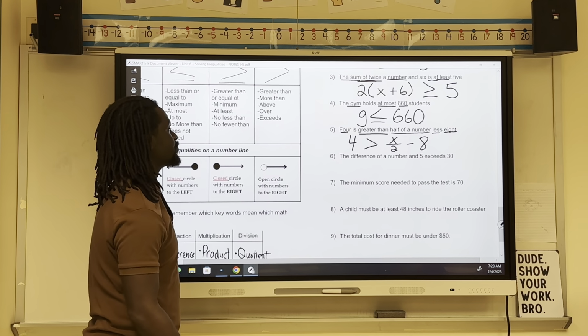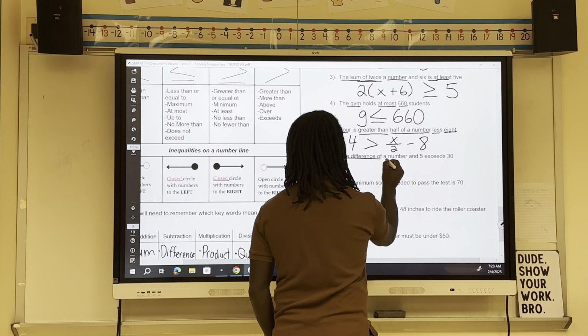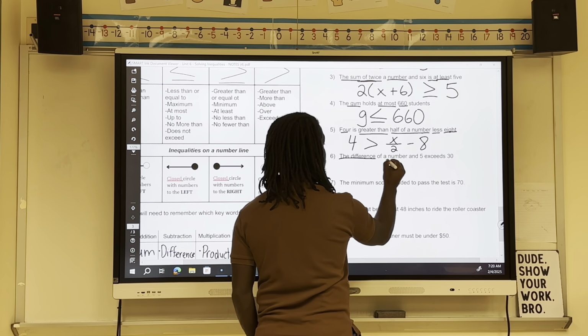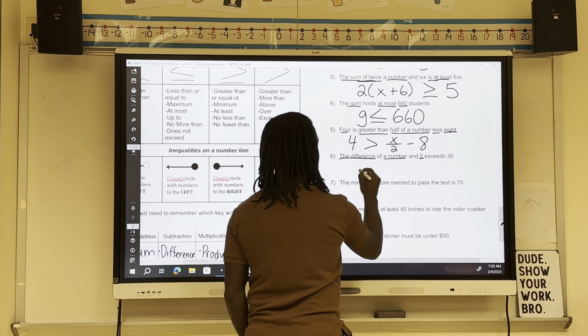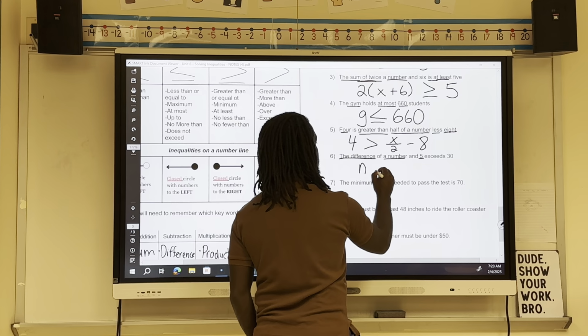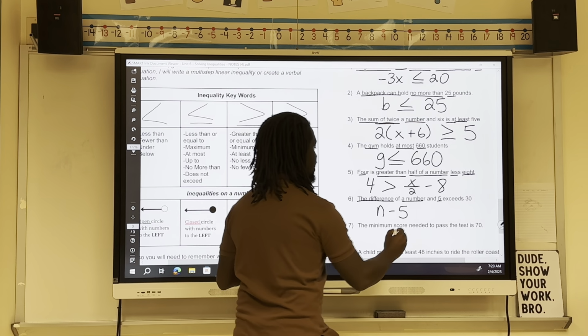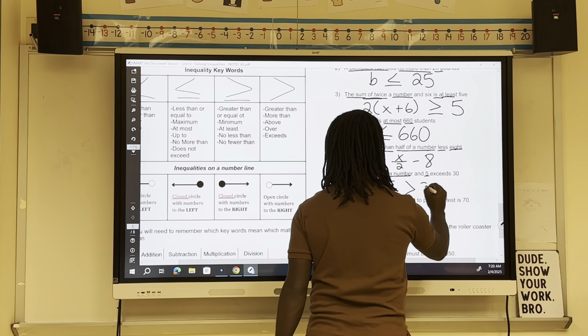Okay. Next one, the difference of a number. So the difference, that's subtraction. What are we subtracting? A number and 5. So a number minus 5 exceeds. Okay. Exceeds is greater than 30.